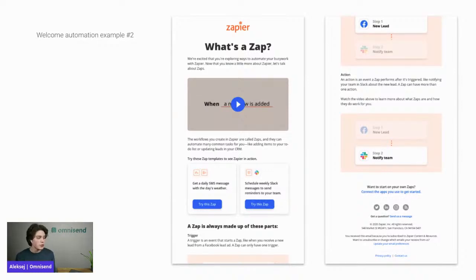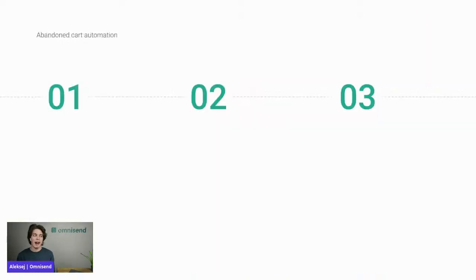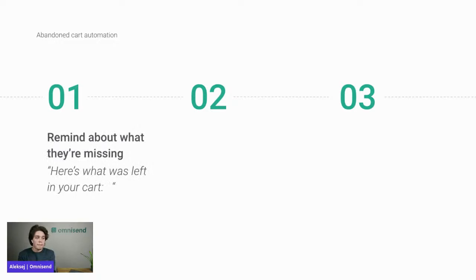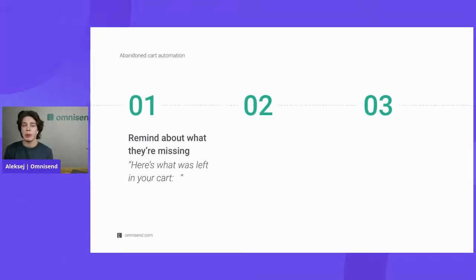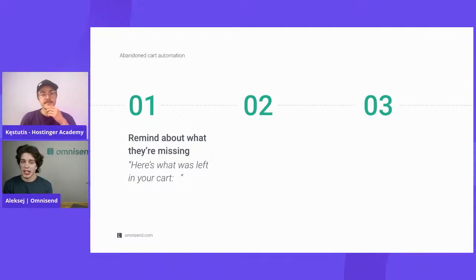Now, the number two automation that you must have, as we said before, is the abandoned cart automation. And there are, once again, three email guidelines that I'm going to tell you. Number one, in the first email, you want to remind people about what they're missing out on.